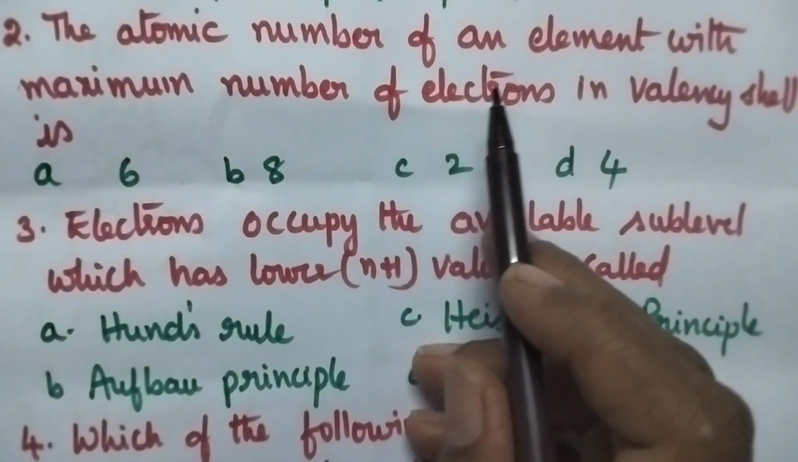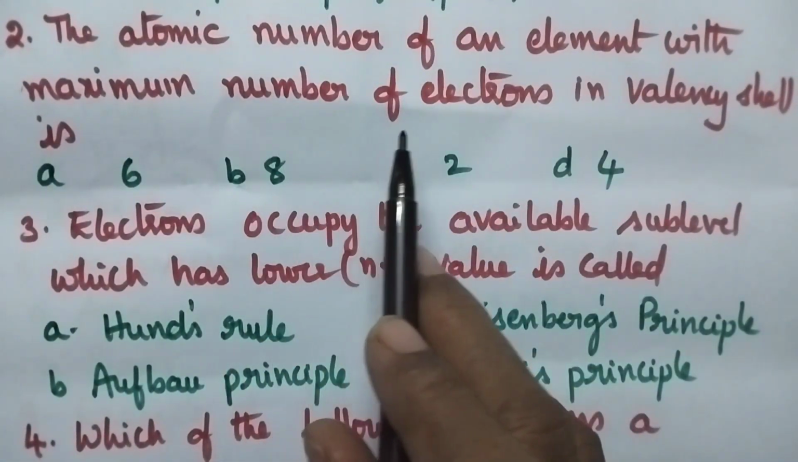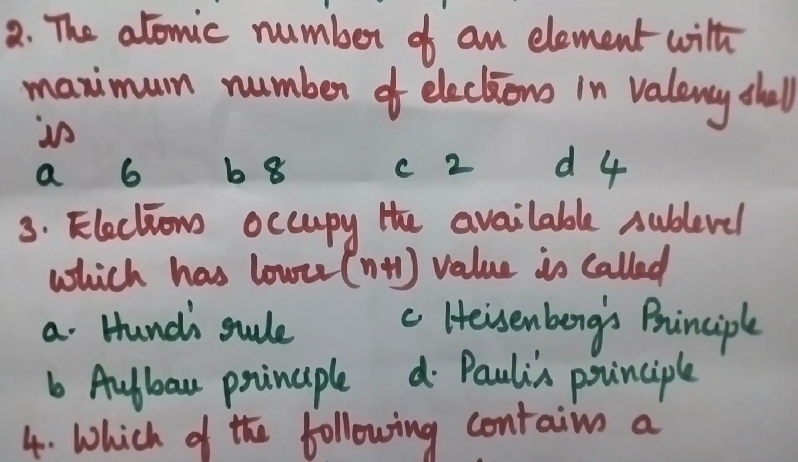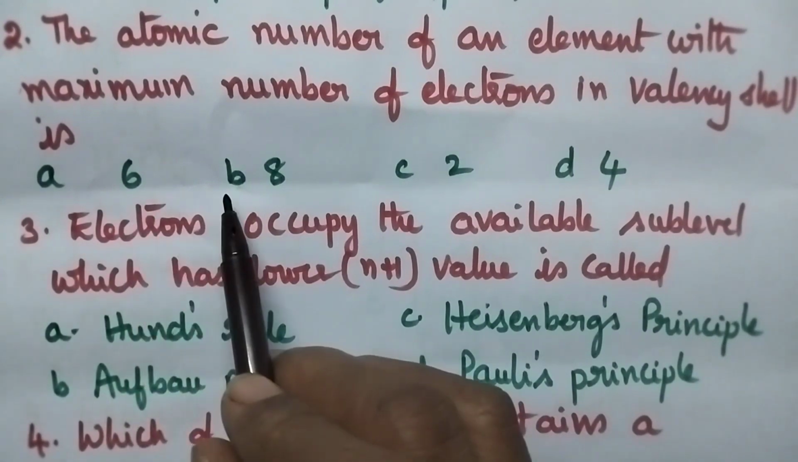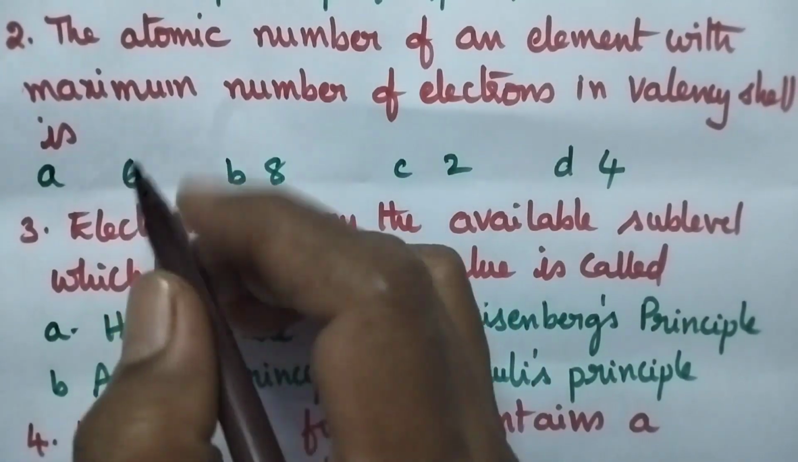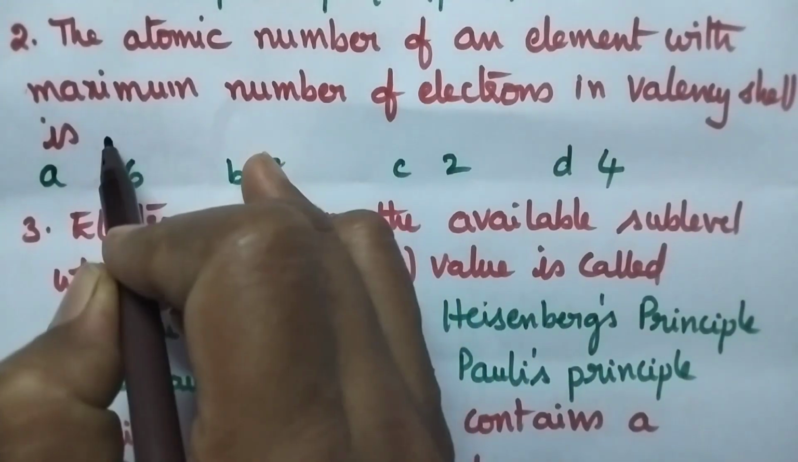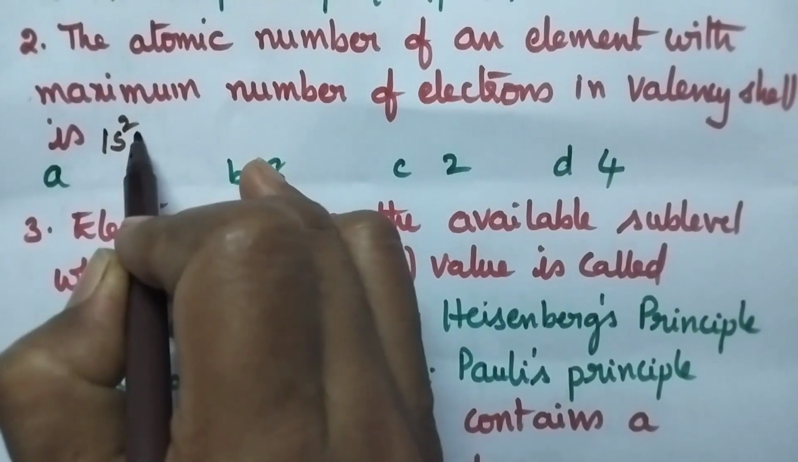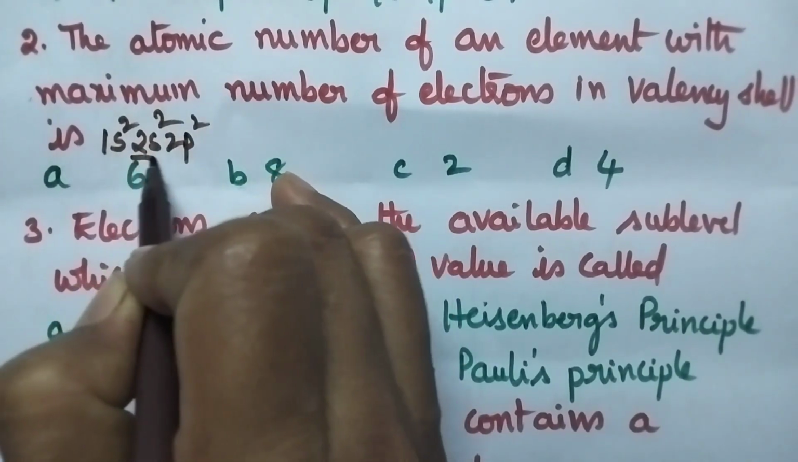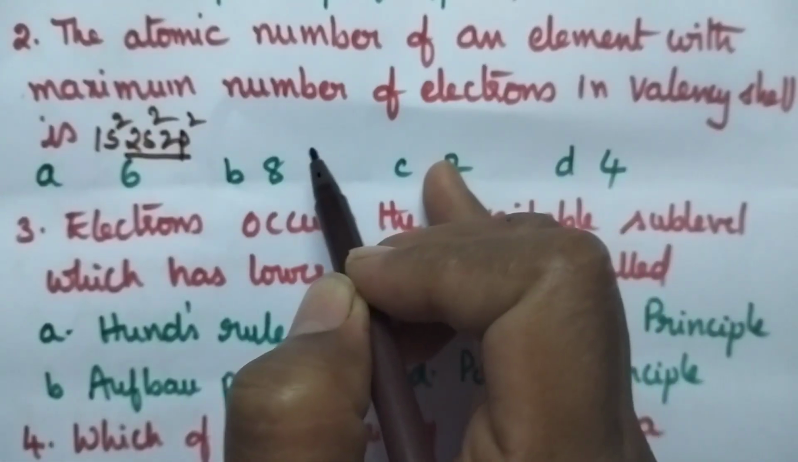The atomic number of an element with maximum number of electrons in the valence shell is: option A 6, B 8, C 2, D 4. So let us write the configuration. If the atomic number is 6, its configuration is 1s2, 2s2, 2p2. So 4 electrons are present in the valence shell.